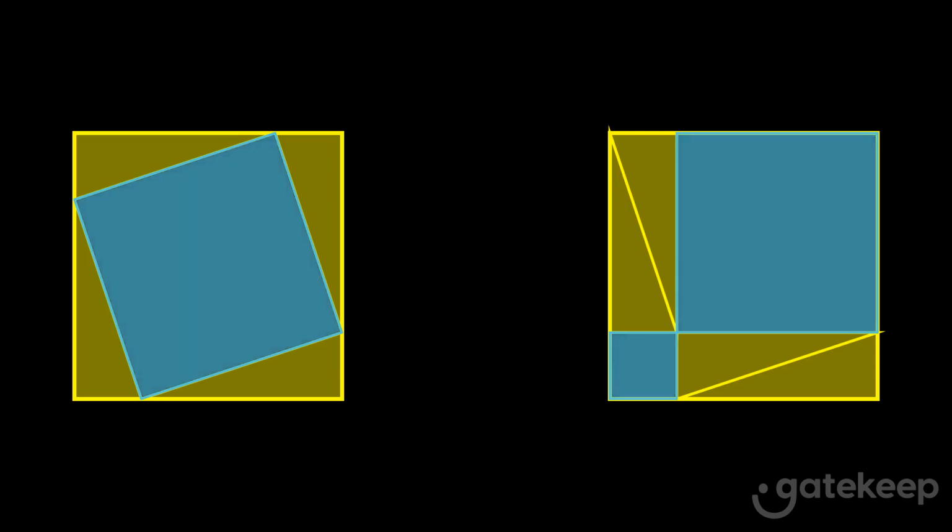The blue areas in both arrangements are equal, demonstrating the theorem. From the diagram, we see that the area of the blue square on the left is the square of the length of the hypotenuse, c squared. In the diagram on the right, the area of the blue square in the upper right corner is the square of the length of the longer side of the triangle, b squared.